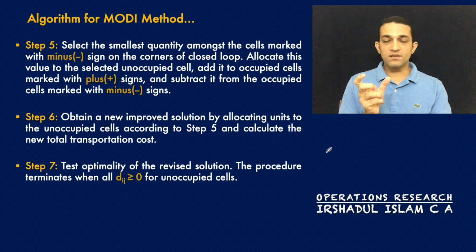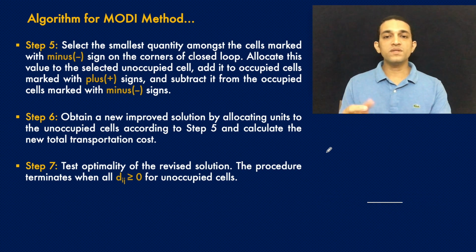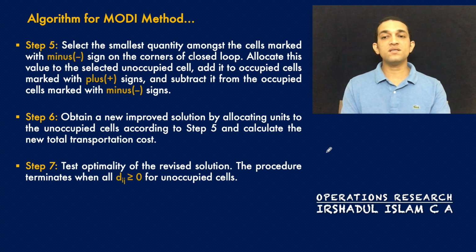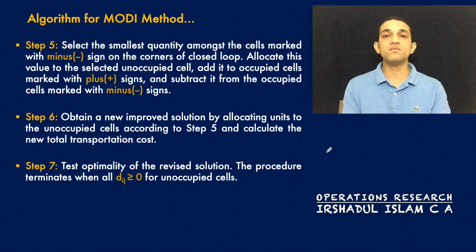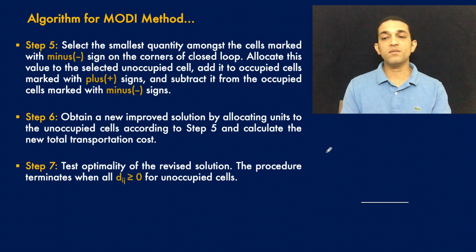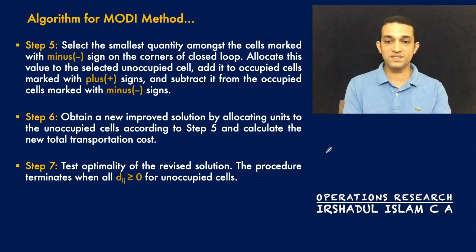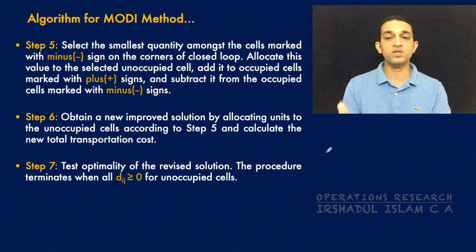Once we have constructed the loop, select the smallest quantity amongst the cells marked with a minus sign on the corners of the closed loop. Allocate this value to the selected unoccupied cell. Add it to occupied cells marked with a plus sign and subtract it from the occupied cells marked with a minus sign. Obtain a new improved solution by allocating units to the unoccupied cells according to this step and calculate the new total transportation cost.